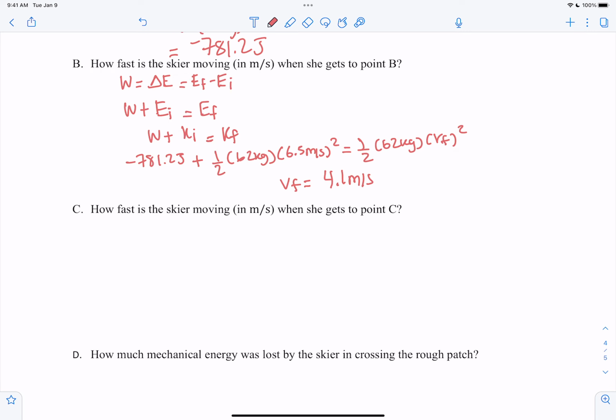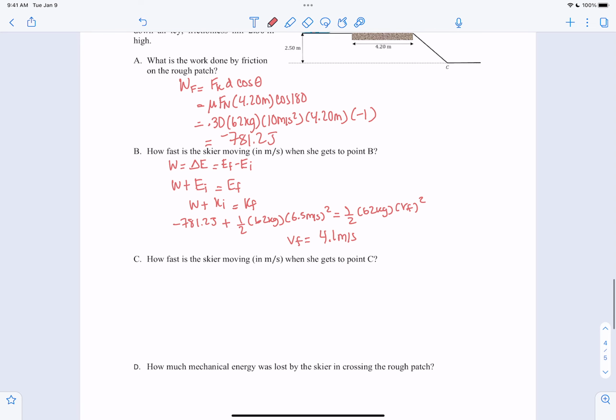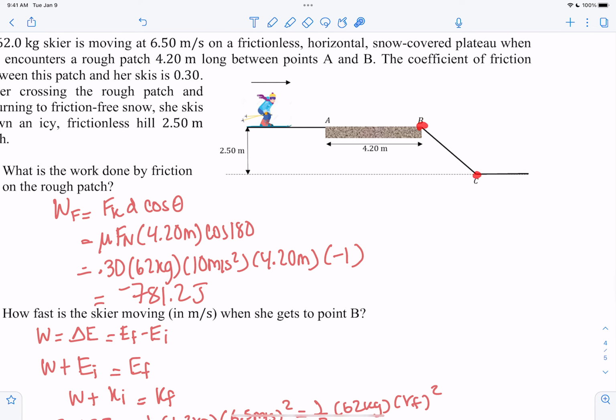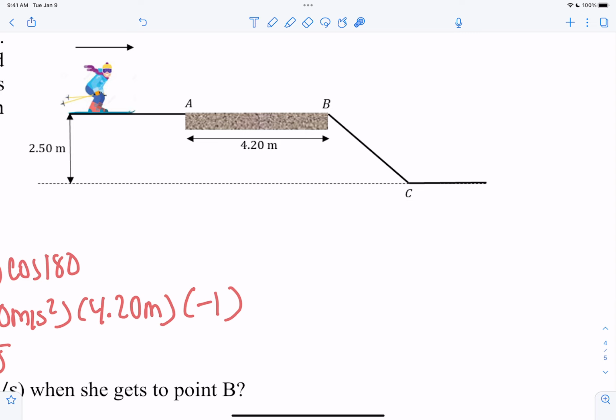Good. All right. How fast is the skier moving, in meters per second, when she gets to point C? So now from point B to point C, we have a change in kinetic and a change in potential, right? We can think about this logically: if I'm going downhill, I'm probably going to be speeding up, so I should have a faster speed at the bottom of this hill than I did at the top. At the same time, I changed my height, so there should be a decrease in gravitational potential energy and an equal increase in my kinetic, right?